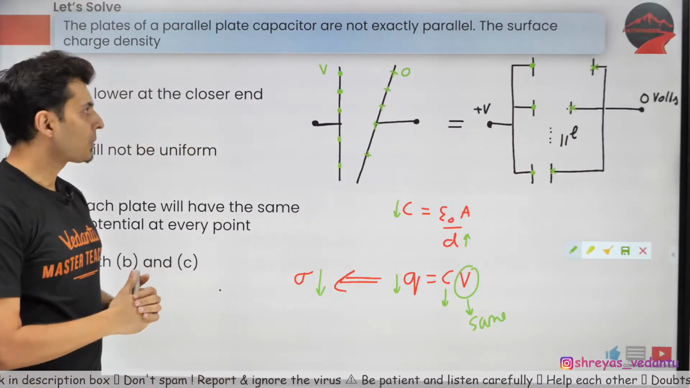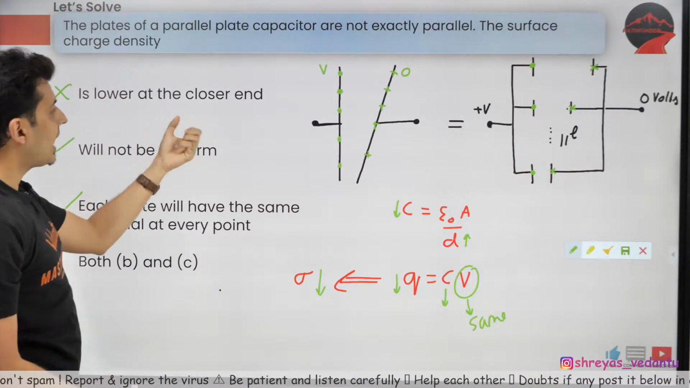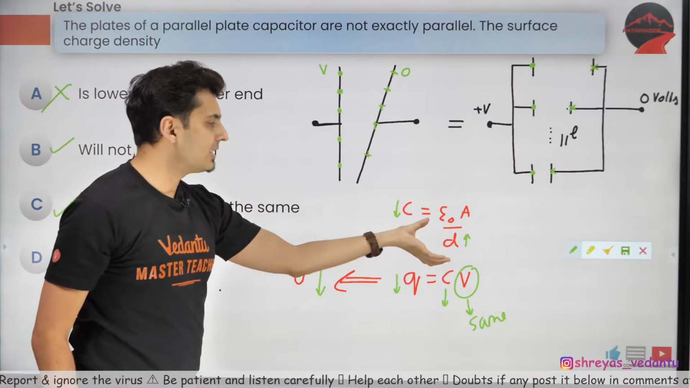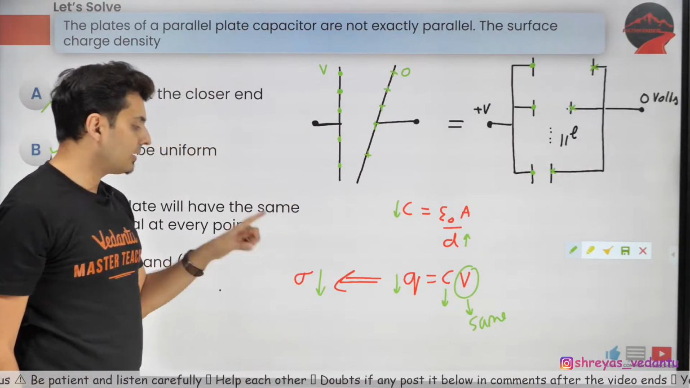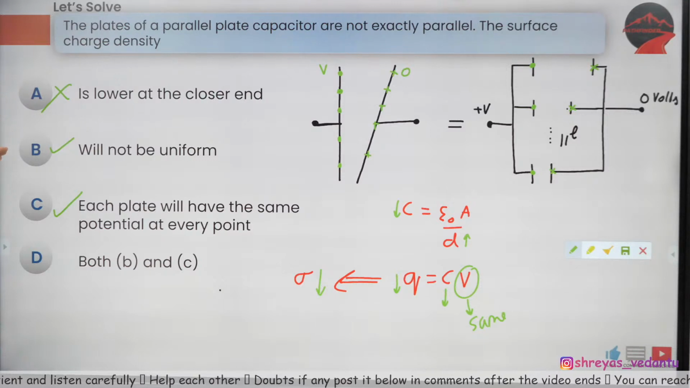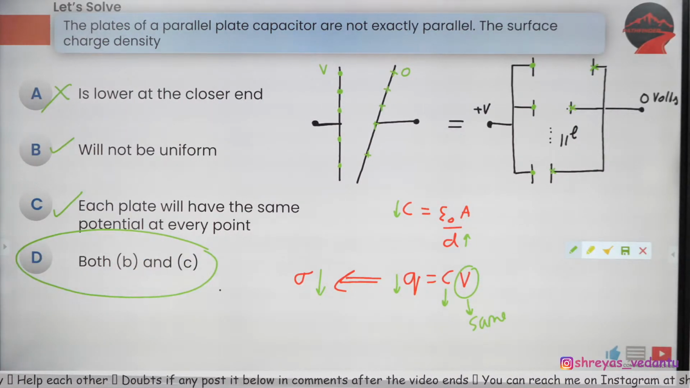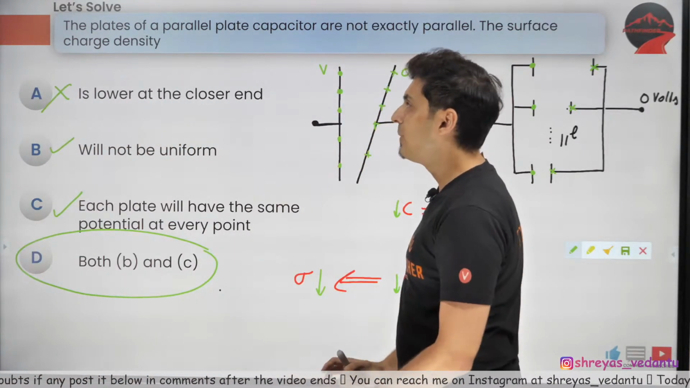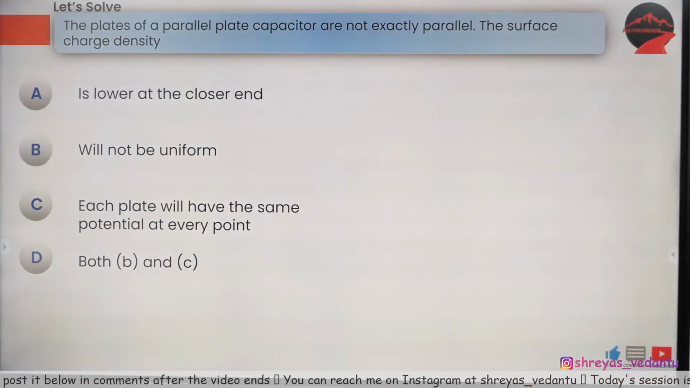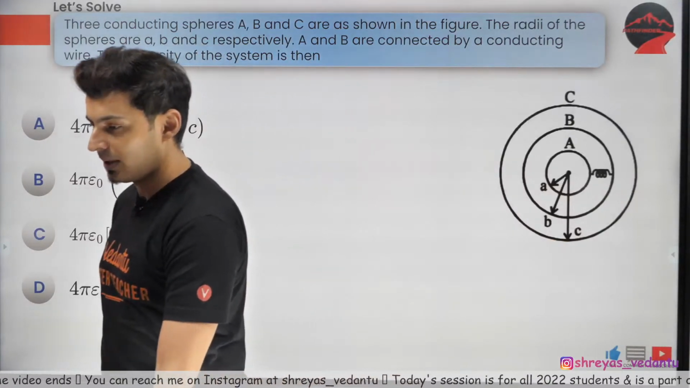Think about it. Okay, so the first option said the surface charge density is less at the closer end. Closer end means distance will be less. That's wrong. Where distance is more, that's where the charge density is less. Hence B and C are correct. That means you will actually mark D option. You will not mark B or C because this is single correct. So you will actually end up marking D option. Perfecto, that's the correct answer, I guess. Very good, excellent. Moving on to the next one.